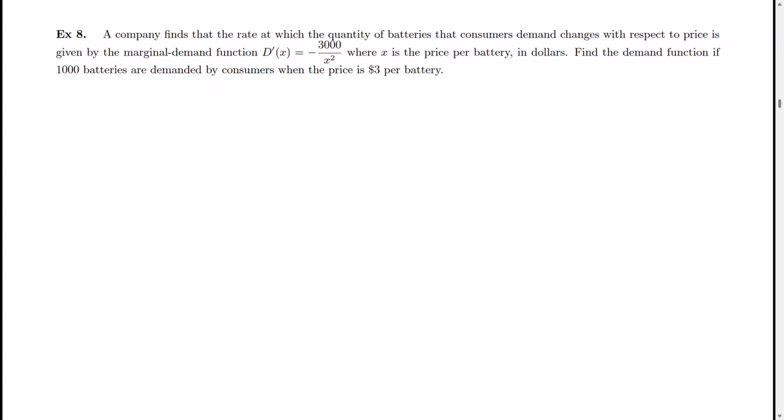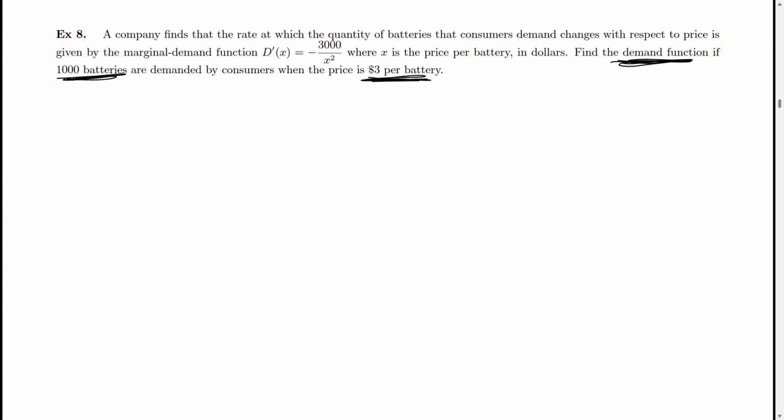So in this problem, the x represents the price of batteries, and the d prime is the marginal demand, meaning the derivative of the demand function. And we're told that we are looking for the demand function. And also we're given some information. They're saying that 1,000 batteries are demanded when the price of the batteries is $3.